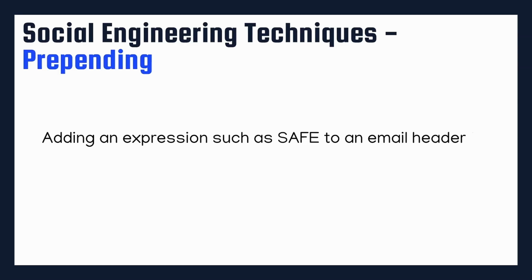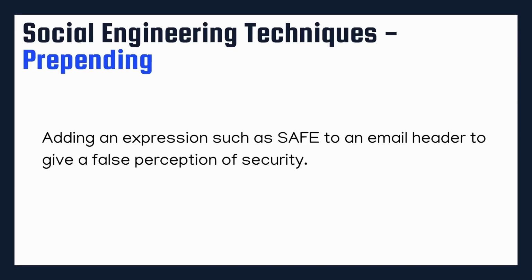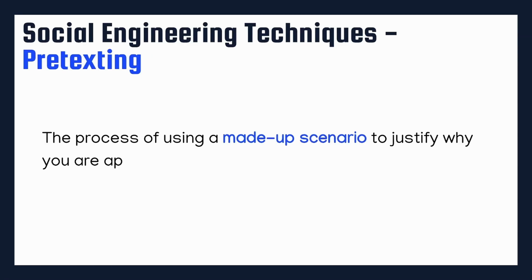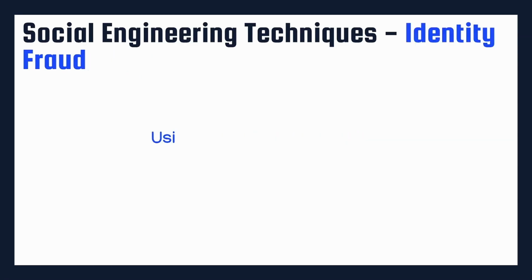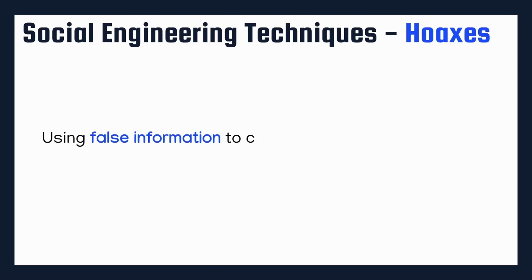Prepending is the add-in of the expression safe to an email header to give a false perception of security to the recipient. Pretexting is the process of using made-up scenarios to justify why you are approaching someone. Identity fraud is just an attacker using someone else's identity. Hoaxes is where an attacker would use false information to convince the target of something.